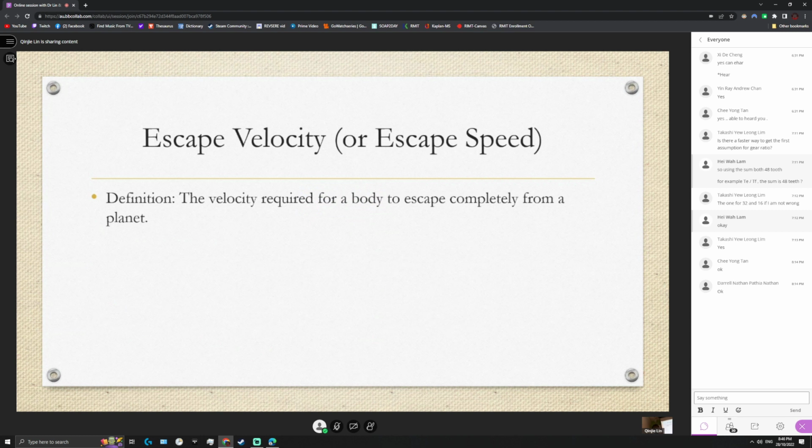Now, the next section is on escape velocity, or sometimes the escape speed. It is the velocity required for a body to escape completely from a planet. Now we are on Earth, right? We are always being held. We always want to fall towards Earth. But if you move away from Earth, the force will get smaller and smaller. There will be a point where you can escape Earth. You will not get pulled in anymore. Okay, we want to find the velocity that is required for a body to escape, to break free.